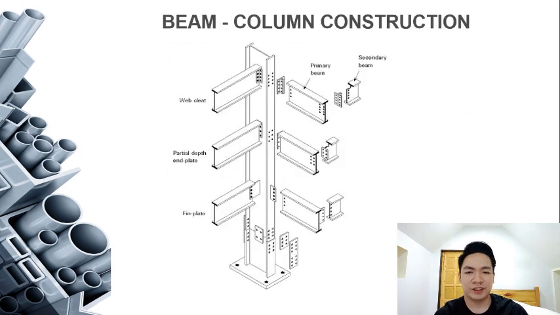So this is an example of beam and column construction. We have the primary beam connected to the secondary beam. We also have web beams, and plates and frame plates that are on the beam and column.